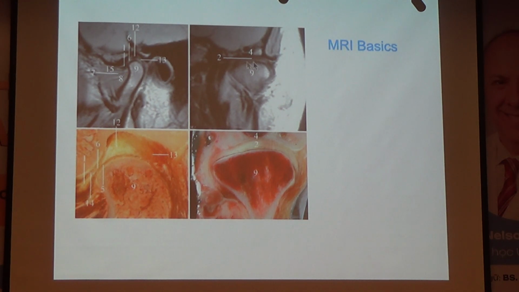On this coronal view, you can also see here the disc, the roof of the fossa, and the condyle here.